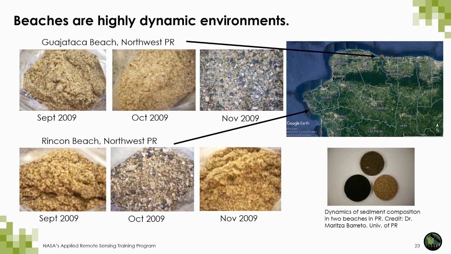I want you to pay attention to this particular one, the black one, that shows this is pure magnetite. So it's sediment that comes directly from the watershed, from the upper parts of the watershed in particular. So it's not sediment that was produced at the beach, at least in this particular area.